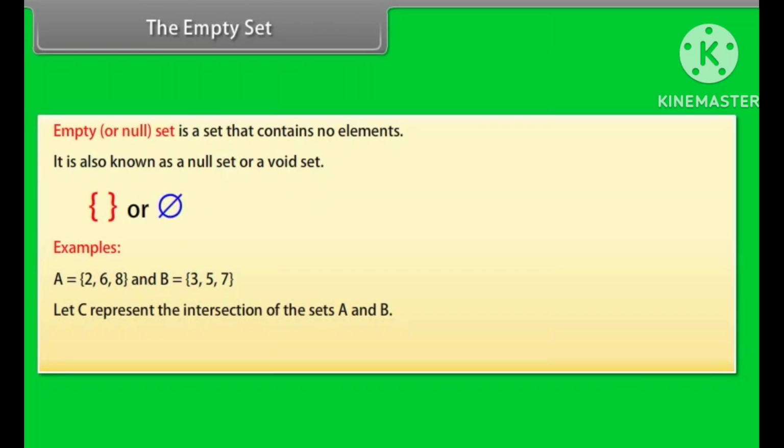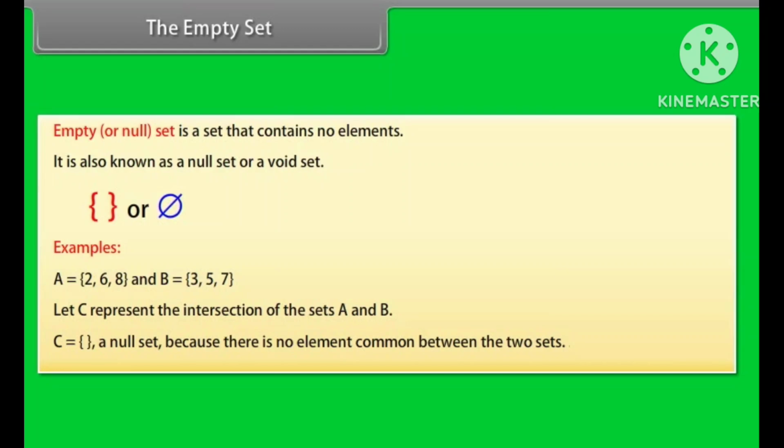Empty set. Empty or null set is a set that contains no elements. It is also known as a null set or a void set. Empty set is denoted by these symbols. Examples: A = {2, 6, 8} and B = {3, 5, 7}. Let C represent the intersection of the sets A and B. C is equal to a null set because there is no element common between the two sets.